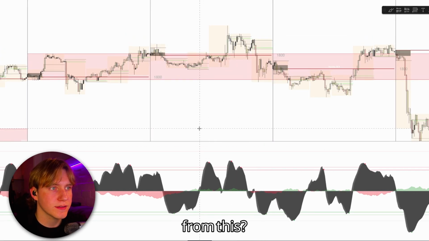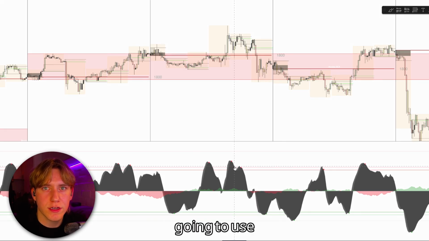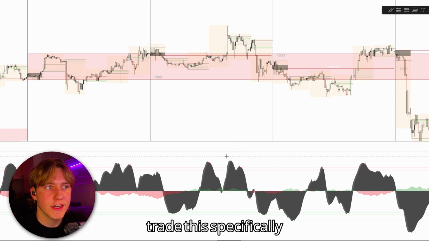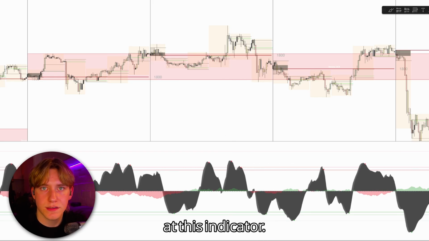So what do we see from this? We're specifically only going to use this once we get to our area of interest, but I'm going to use that in a different video. But I'm going to go through how we can trade this specifically just looking at this indicator.